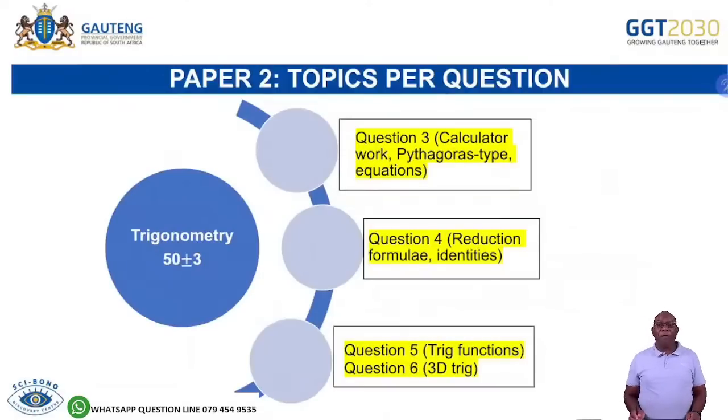Question 3, 4, 5, and 6 will be on trigonometry. Trigonometry carries plus minus 50 marks. So out of the 50 marks, we expect you to get at least around 35 to 40 marks. That you can get easily.